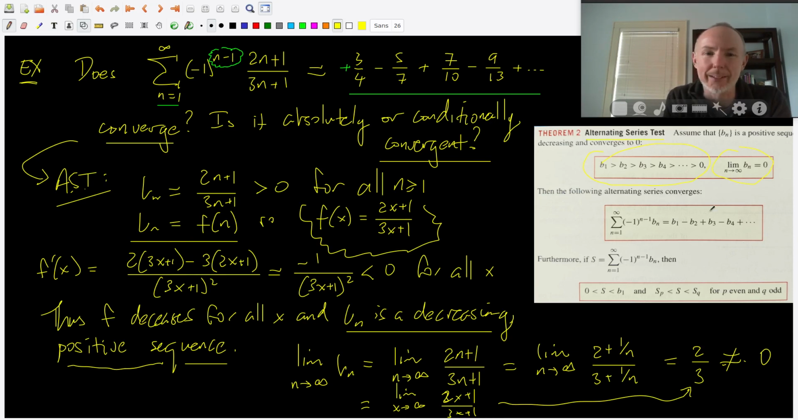We think about this with the alternating series test. We've got to show it's positive. It is. It's decreasing. It is. But it doesn't have a limit being 0. And so the alternating series test doesn't apply. And so what can we do with this series?